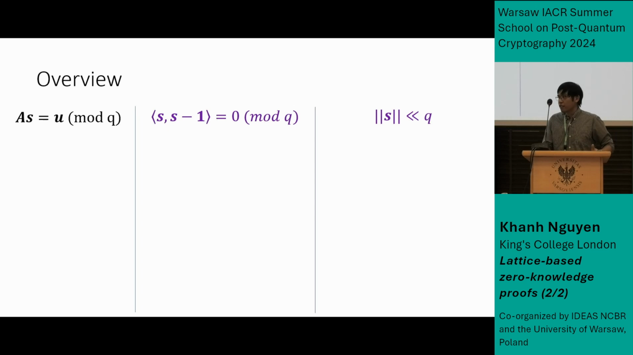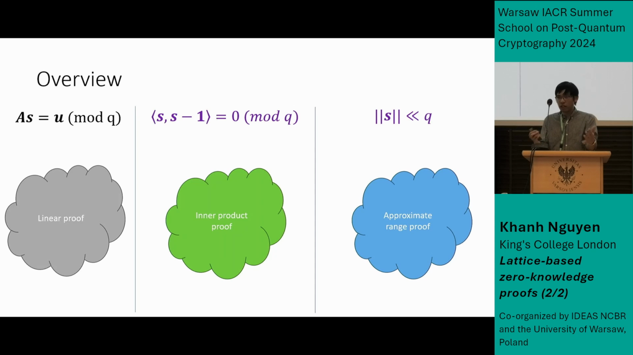The linear equation AS is equal to U. The inner product of S and S minus 1 is equal to 0 mod Q. And the norm of S is much smaller than Q, intuitively. Remember that I started with S, which is binary. But in the third column, I just want to prove that it's somewhat short. So this relaxed thing is fine for me, because if I know that it's relaxed short, then combined with all the other equations, I can make sure that there is no modular overflow.